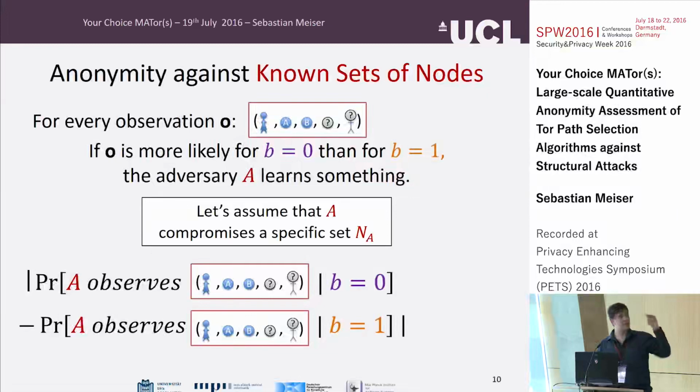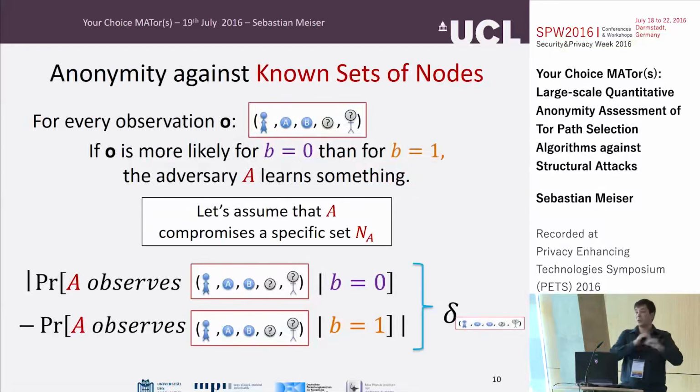We can say, well, okay, this is the impact of that one particular observation. Right? We can do that for every single observation. We can sum up the impacts and get the advantage the adversary has in distinguishing the challenge bit, in winning the game. Right? Okay, that's very cool. We would be done. But unfortunately, we don't know which nodes the adversary wants to compromise. We could check every subset, which in practice takes a little long. So we said, okay, let's over-approximate that here.